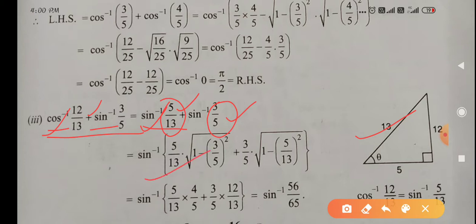Now you can apply the property: sin inverse of 5 upon 13 into under root 1 minus 3 upon 5 whole square plus 3 upon 5 into under root 1 minus 5 upon 13 whole square. Now you can simplify: sin inverse of 5 upon 13 multiplied by 4 upon 5 plus 3 upon 5 multiplied by 12 upon 13. Sin inverse 56 upon 65. This is the final answer.